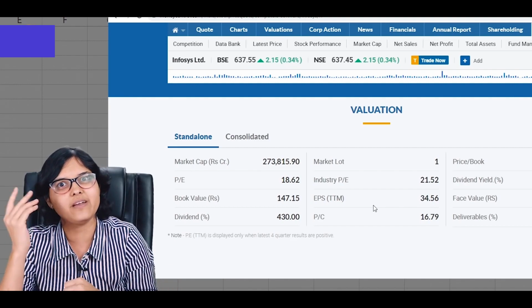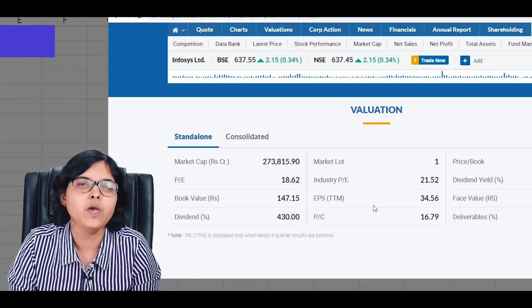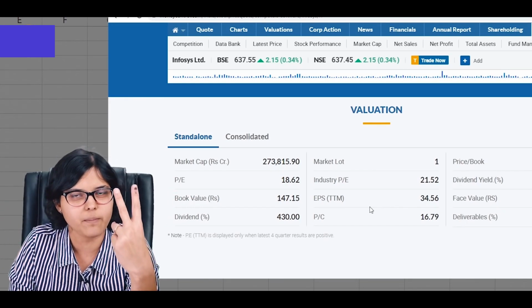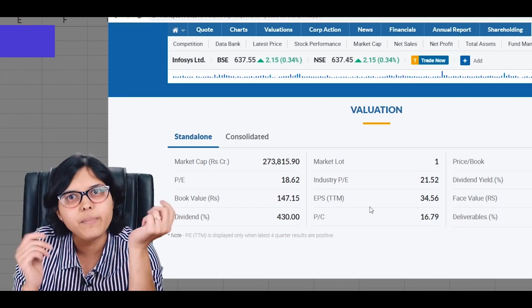If PE is more than 15, it is very expensive, don't buy. It's not like that. You'll have to compare it with something. So what can we compare it with? We can have two factors for comparison. Number one, compare it with the competitor.